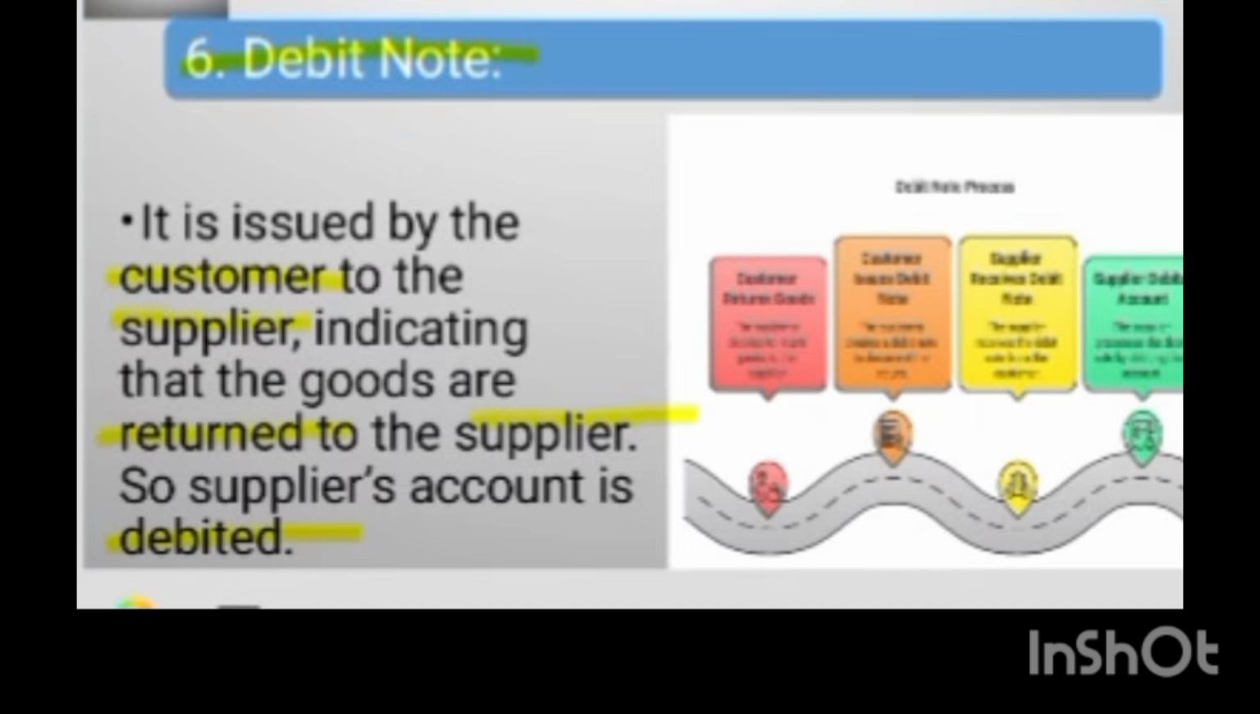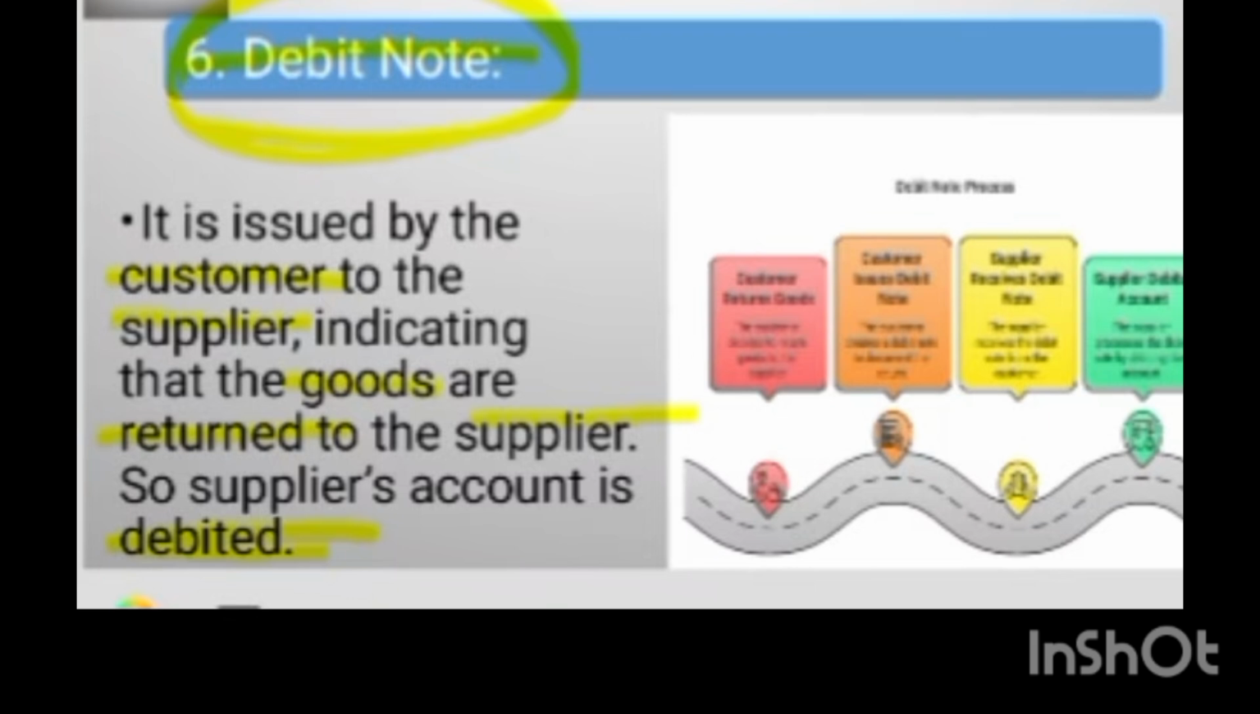In this case, the customer will return the goods, return the products to the supplier. At that time, what the customer will do, he will return the product with the debit note. Over the debit note, it will be mentioned that we are returning this product to you. So this should be deducted from our bill. This should be mentioned in your accounting books. As you have seen, supplier account is debited. So still you don't know about debit credit books. So just leave it.